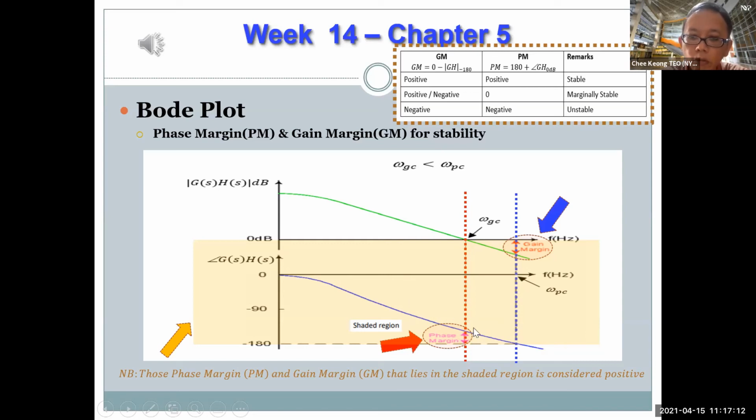Now, the moment you take your measurement and your results come out, if your phase margin and gain margin are within this shaded region, they are known as positive gain margin and positive phase margin.